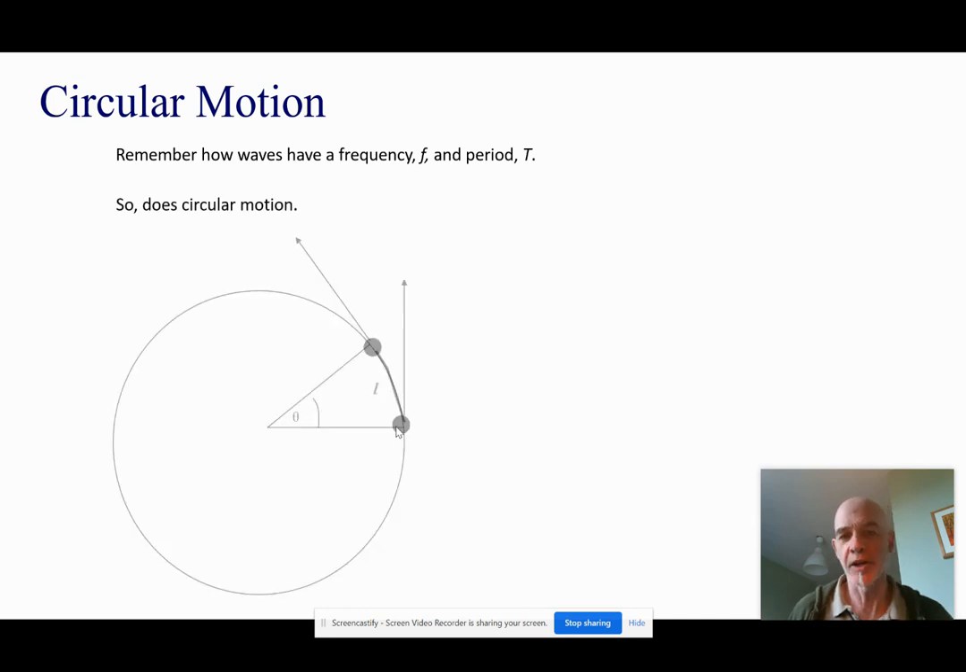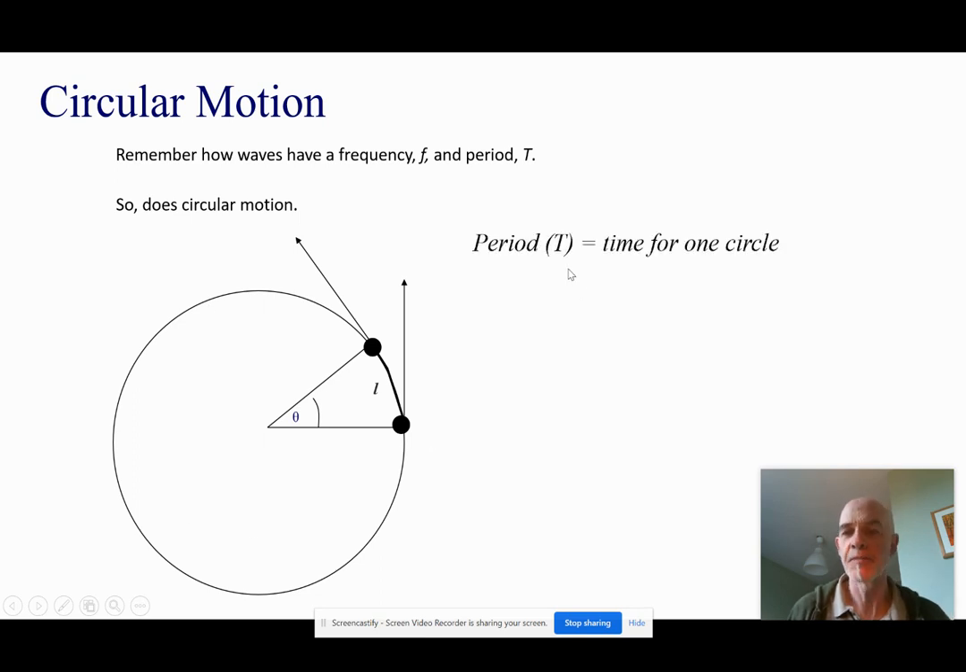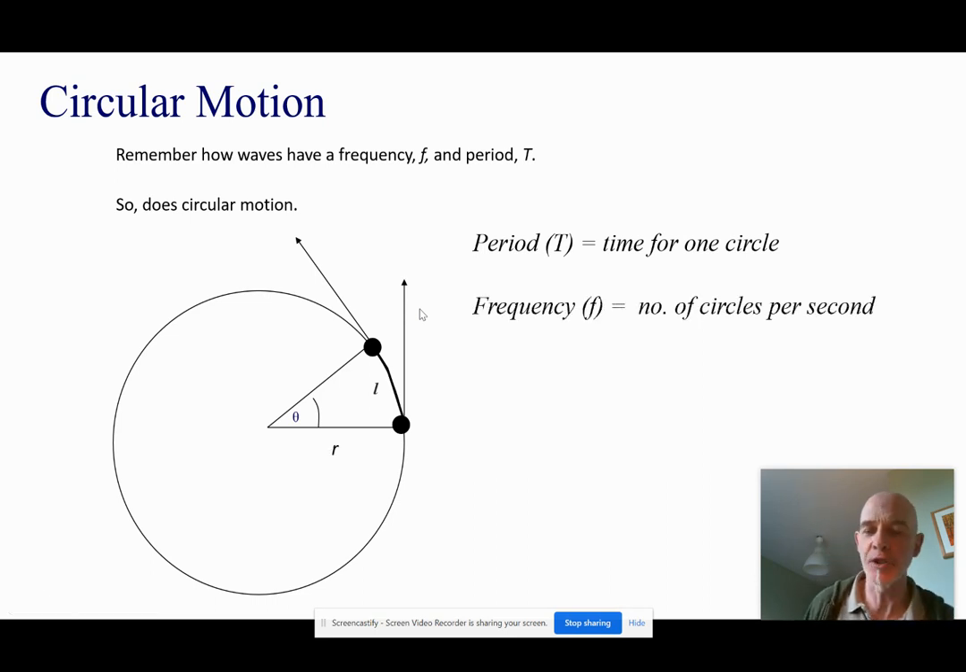It also applies to anything that's traveling in a circle. So if we have our object traveling round and round in circles, it has a period, the time it takes to complete one full circle or one complete cycle. It also has a frequency, the number of circles or cycles completed per second. And the same relationship applies between those two. T is equal to 1 over f.